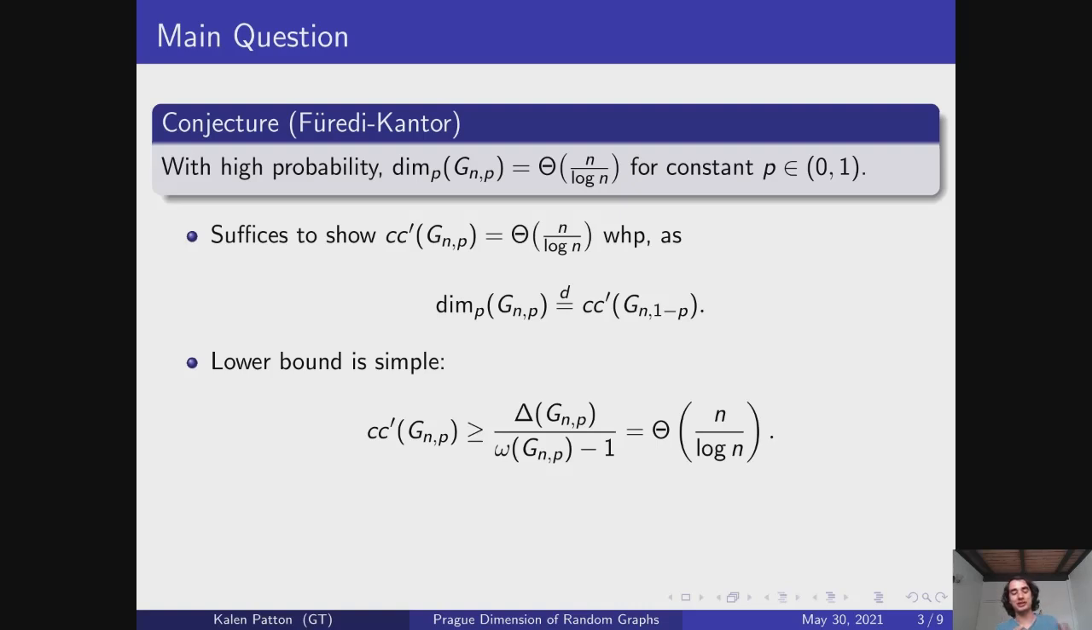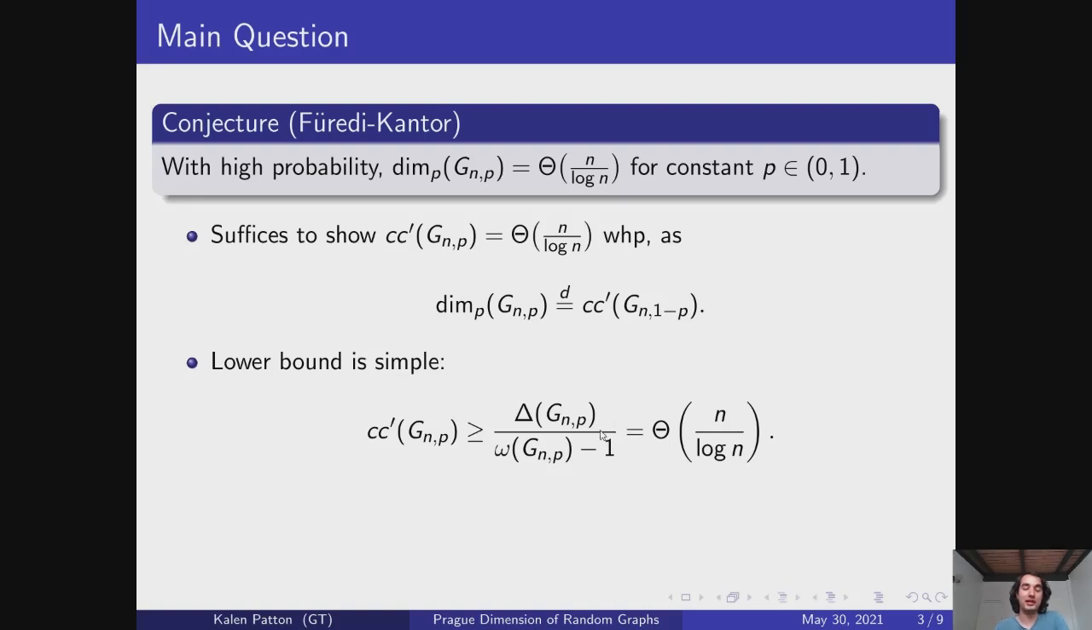And any clique which contains this vertex can cover at most ω(G(n,p)) − 1 many of these edges. So ω(G(n,p)) being the size of the largest clique in G(n,p). And so because of that, we need at least this quotient here, Δ(G(n,p)) over ω(G(n,p)) − 1, many cliques present at this one vertex in order to cover all edges incident to it.